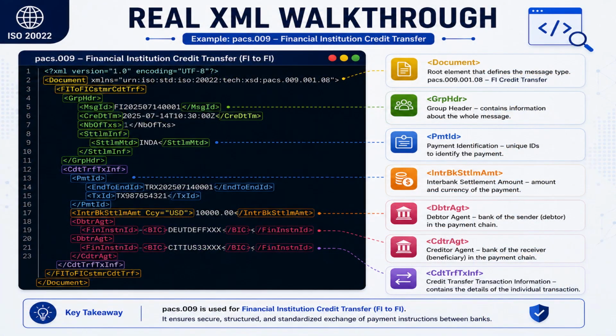Now let's look at a real PACS009 XML message. Notice the document element at the top. Inside it, the group header contains message-level information. The credit transfer transaction information section contains the payment details. You'll also find important XML tags such as the payment identifiers, settlement amount, debtor agent, and creditor agent. This structured format allows systems to process payments automatically with minimal manual intervention.